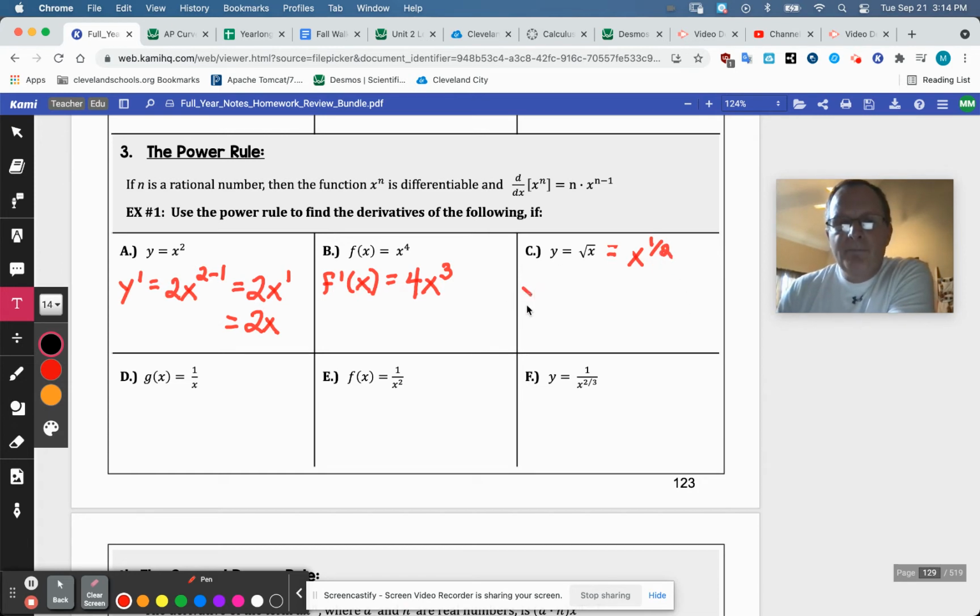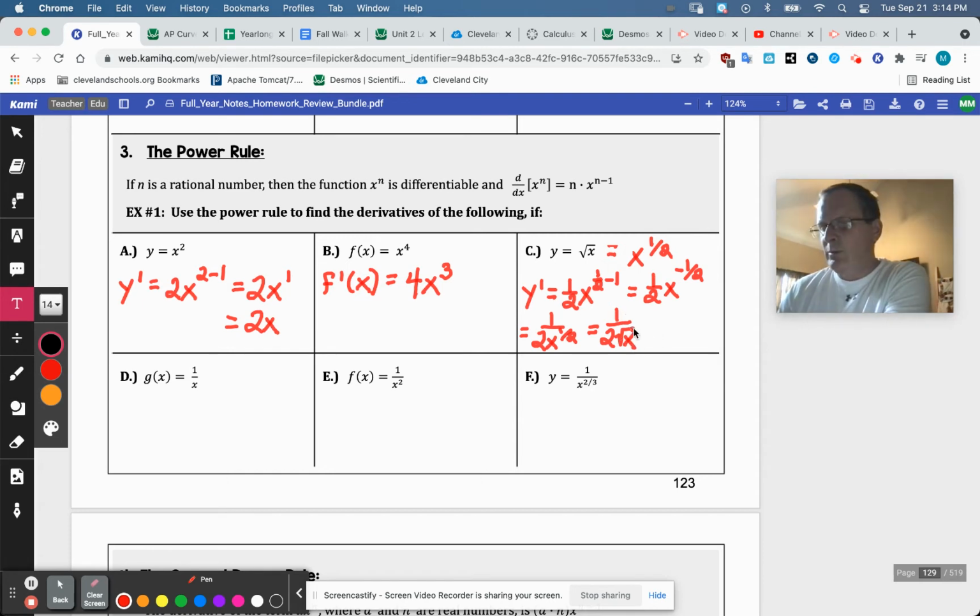So y prime, and here's the deal. There's a bunch of different ways I can write this. So I've got 1 half x to the 1 half minus 1. So this is 1 half x to the negative 1 half. But hold on a second. That's the same as 1 over 2 times x to the 1 half, using your exponent rules. But wait a second. That's the same as 1 over 2 times the square root of x.